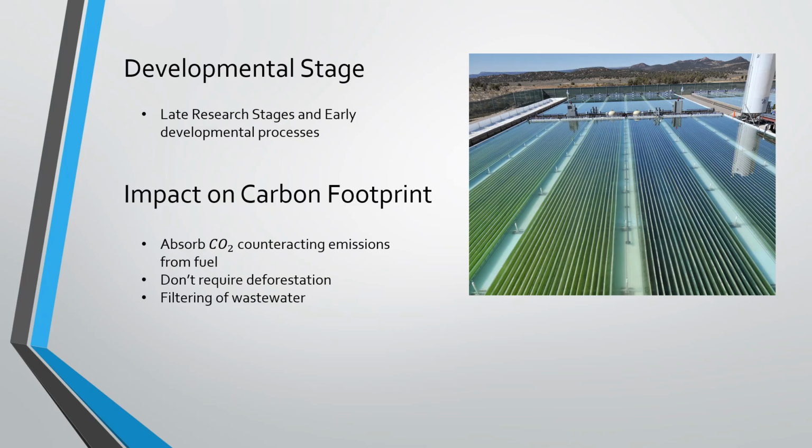And then the impact on the carbon footprint for algae farms is pretty good, as they can absorb the carbon dioxide, countering emissions from the actual fuel they can produce and burn off. And then you could also go one step further and put the algae farms next to industrial carbon dioxide plants and have their emissions get taken care of by those as well. And then they also don't require deforestation for these plants because you could just use something as simple as a pond or something like that. And they're also great for filtering out the wastewater.